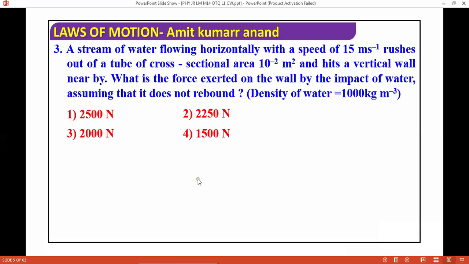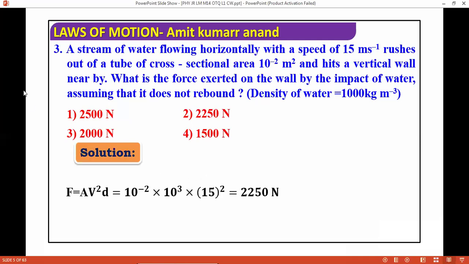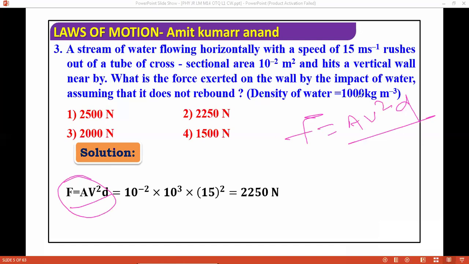If you come to the calculation part, you can keep this formula in your brain directly. We use this formula again in mechanics: F equals A into V square into D. Density is already given as 1000 kg per meter cube, that is 10 power 3. You can use this relation and you'll get a force of 2250 Newton. F equals A V square D.